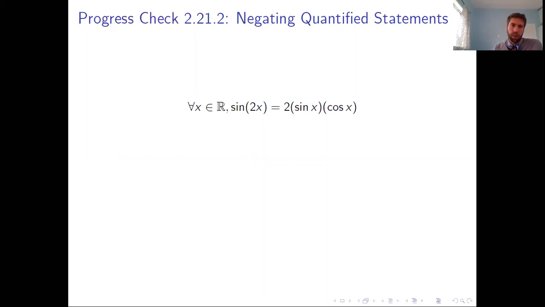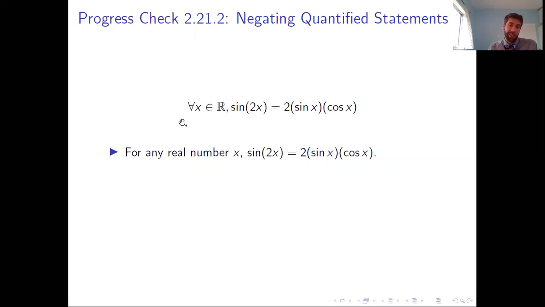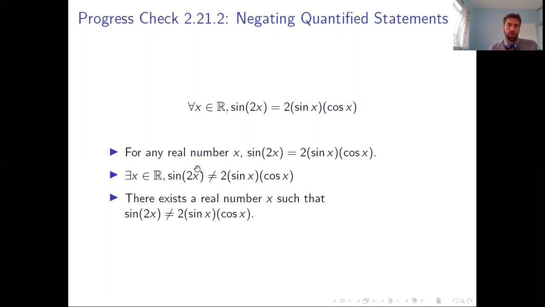Our next statement is that for all x in the real numbers, sine of 2 times x equals 2 times sine of x times cosine of x. So what I just said, for any real number x, sine of 2x equals 2 times sine of x times cosine of x. Now let's negate it. Negating for all means that there exists. So there exists an x in real numbers such that sine of 2x is not equal to 2 times sine x times cosine x. Writing that in English, there exists a real number x such that sine of 2x is not equal to 2 times sine of x times cosine of x.